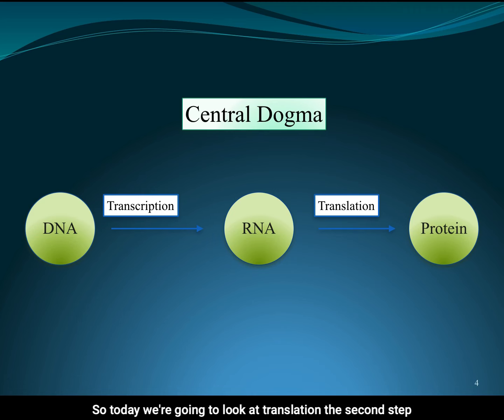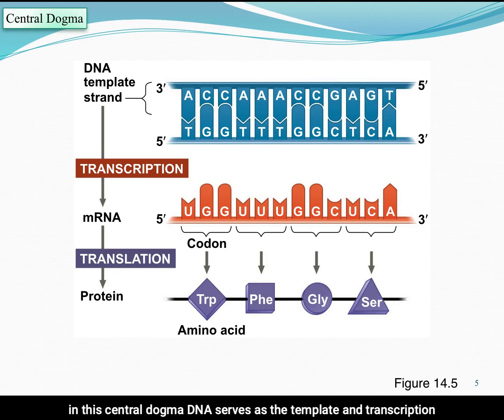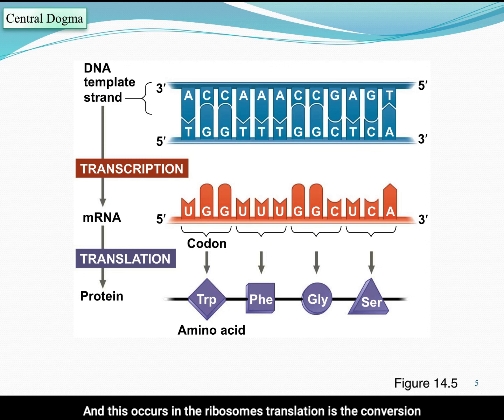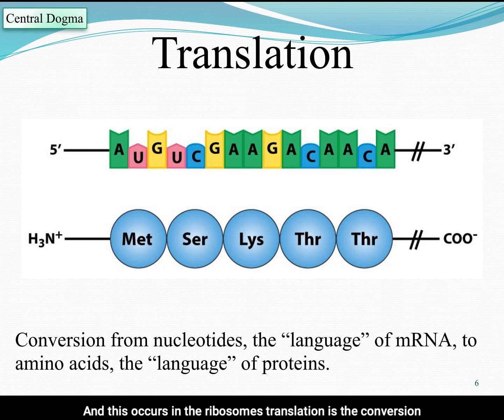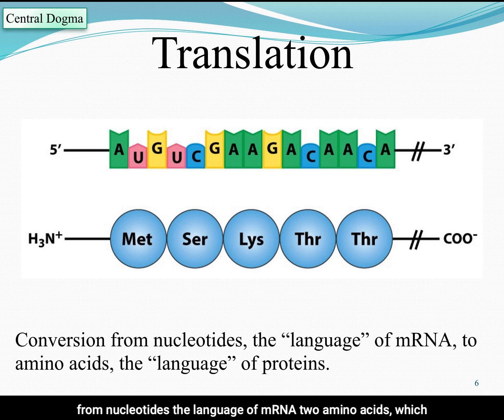So today we're going to look at translation, the second step in this central dogma. DNA serves as the template, and transcription occurs forming mRNA in the nucleus. Translation occurs, and protein is formed by a polypeptide amino chain, and this occurs in the ribosomes. Translation is the conversion from nucleotides, the language of mRNA, to amino acids, which are the language of proteins.